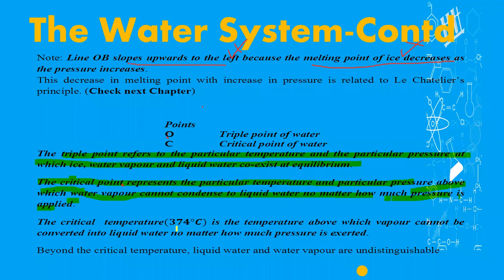So this is somewhat similar to the critical point of a given gas. If you remember, when you studied the gaseous state of matter, you looked at the critical temperature of a gas, which is the temperature above which a gas cannot be liquefied no matter how much pressure is exerted on it. So when you talk about the critical point of water, it is that particular temperature and pressure above which water vapor will never condense to form liquid water, no matter how much pressure is exerted. You get me?